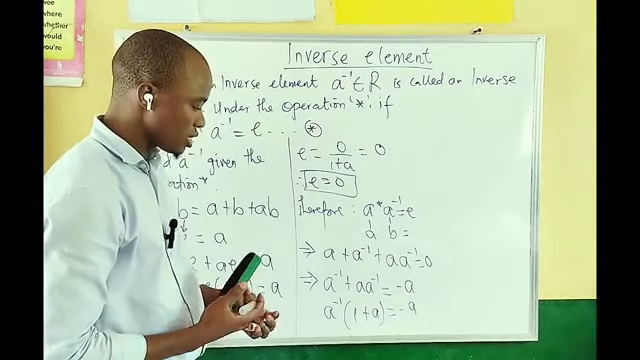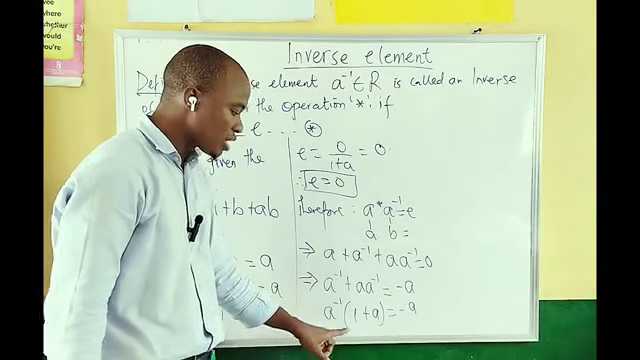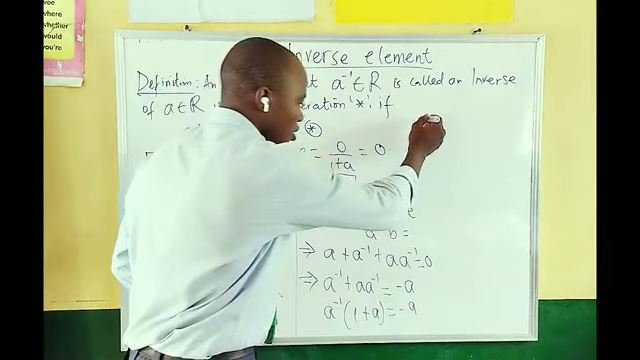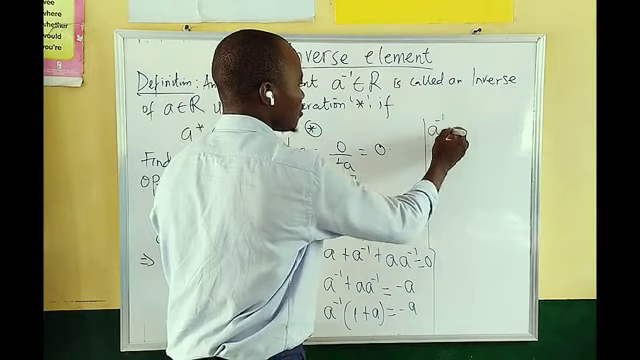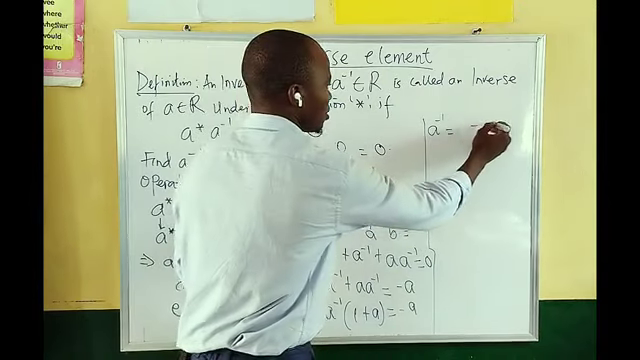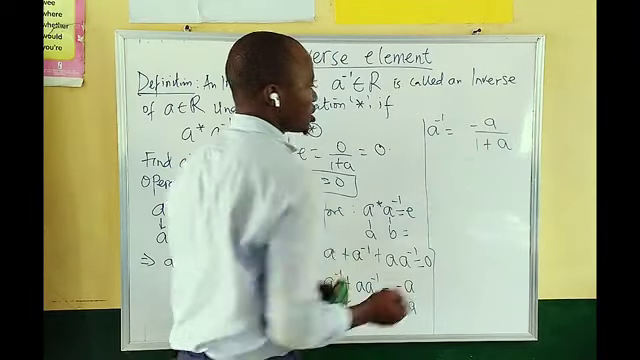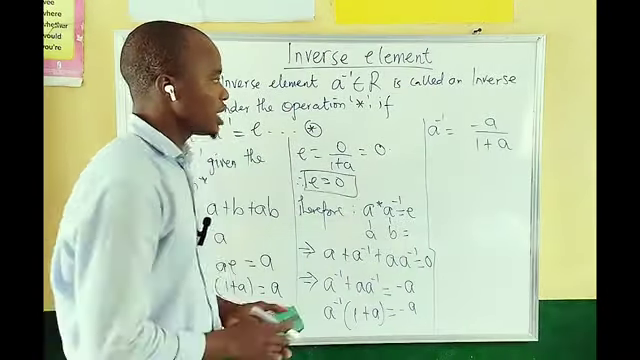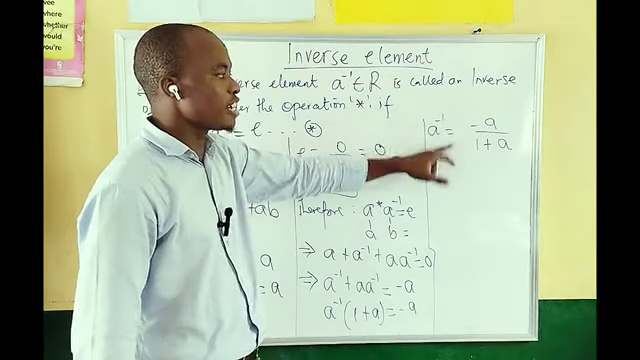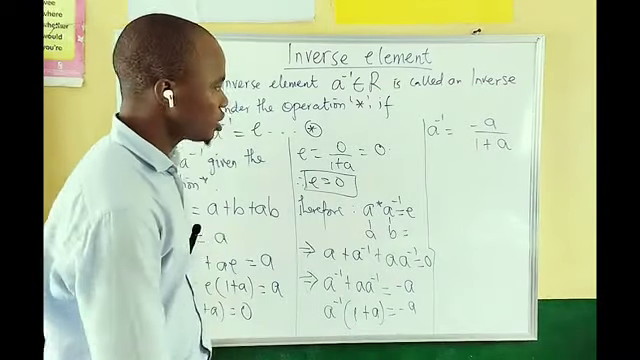So now from here, what's the next thing to do? Because we are looking for a inverse, we are going to divide through by 1 plus a. So now dividing through by 1 plus a, we are going to have our a inverse equals minus a over 1 plus a. Are you getting it now? And that is what we are looking for. So that is the solution: a inverse is equal to minus a divided by 1 plus a.